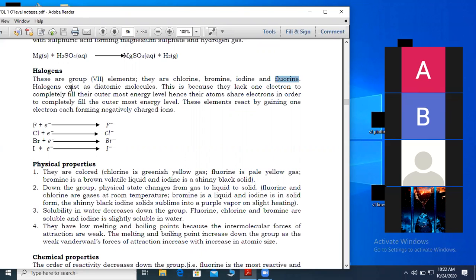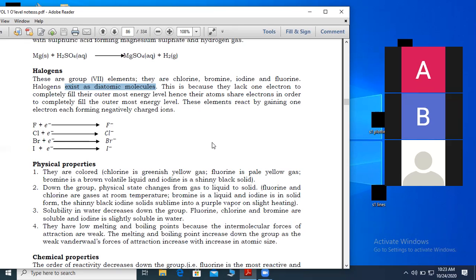Characteristic number 1 is they exist as diatomic molecules. What do I mean? When you are writing a formula of chlorine, you write it as Cl2. Meaning, for chlorine molecule, it is Cl2. That's why we are saying they exist as diatomic molecules.